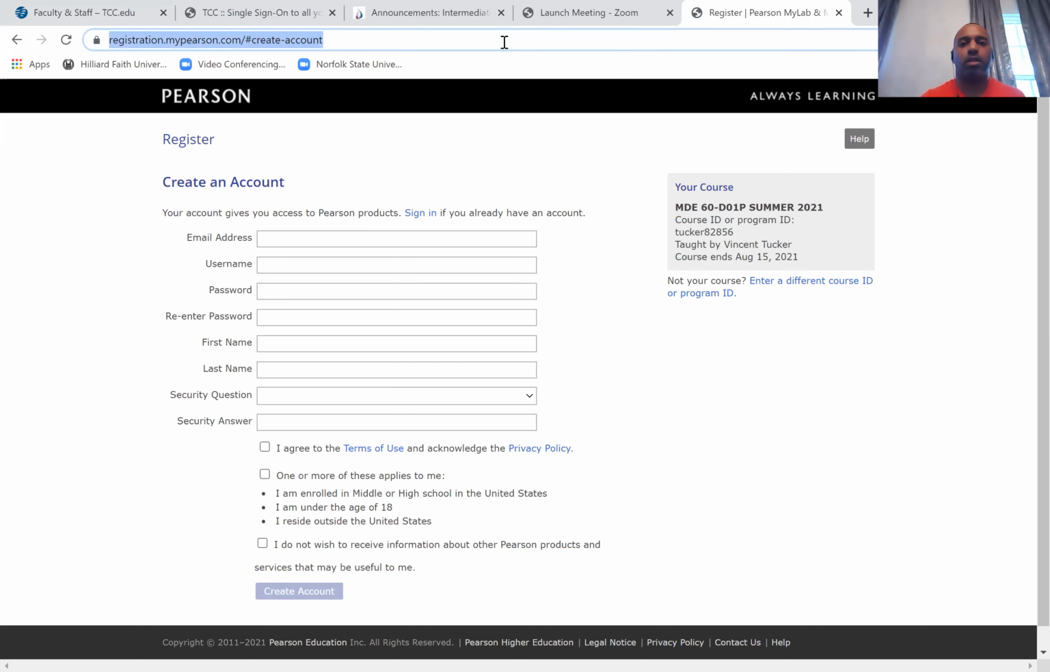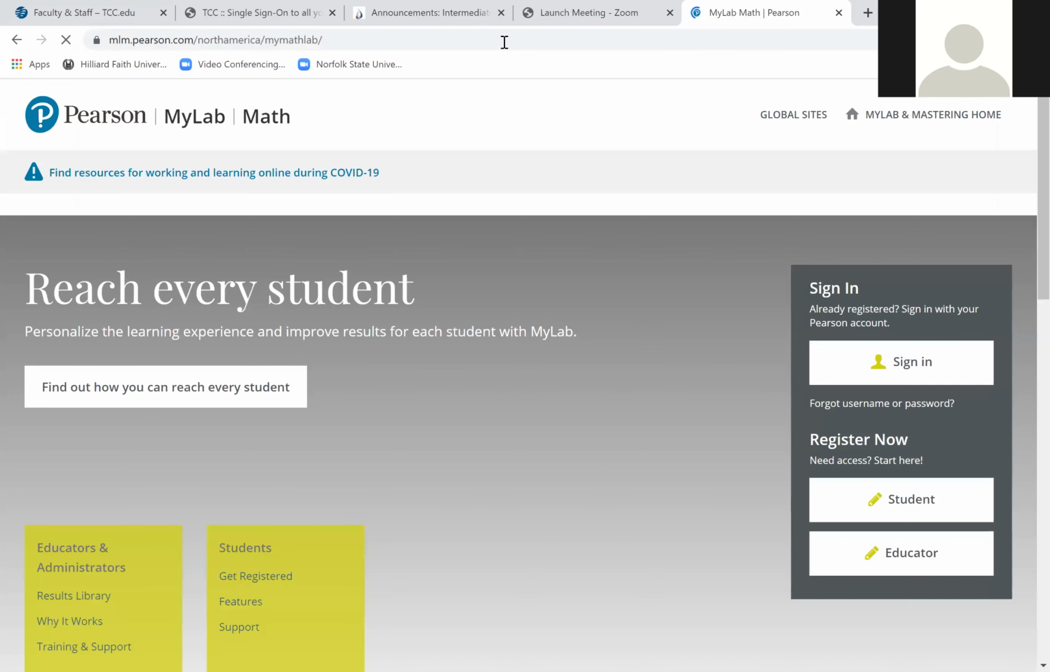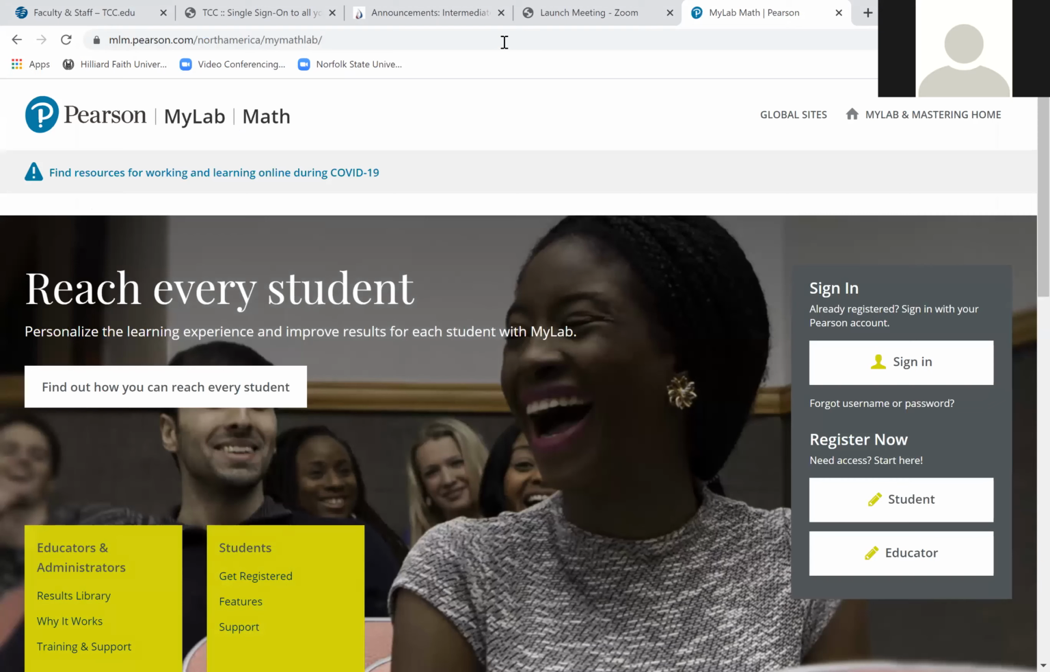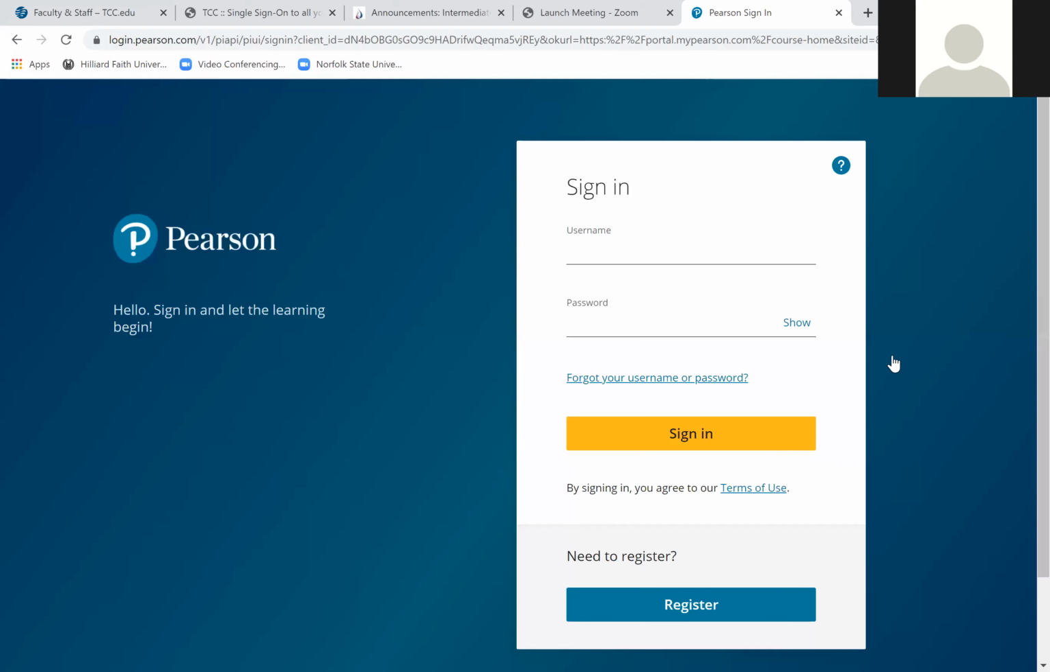Everybody good? So we can purchase the access code directly from the MyMathLab website. The only thing is, if you use financial aid, you wouldn't be able to do it through financial aid. And you said you sent us the course ID, so Tucker 82856, that's what we will put in for now. That's what gives you access to the shell.